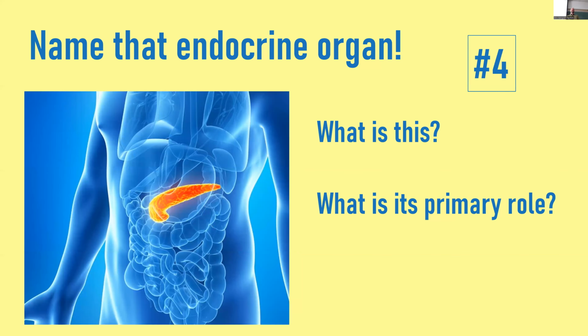Finally, what's this guy? Pancreas looks like an upside down Nike swoosh. And what is its primary role? Glucose, energy. You can remember that. You can see it looks like a Nike swoosh and you need energy to do stuff. So it's regulating glucose. There you go. Mnemonic device for you. Any questions on those?